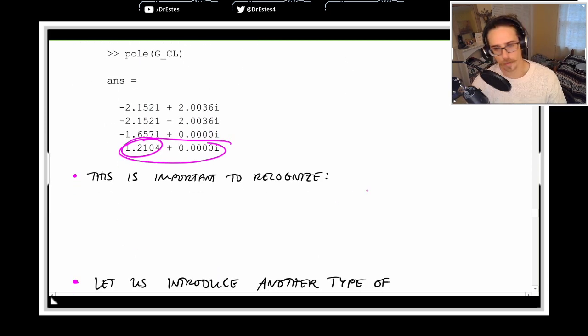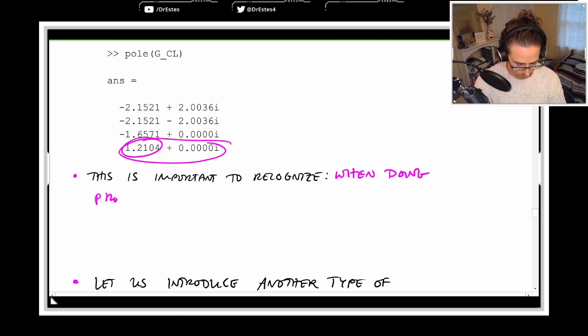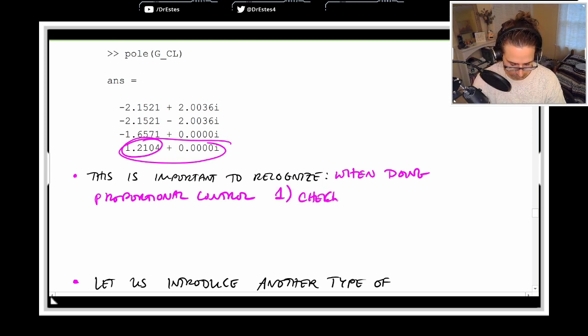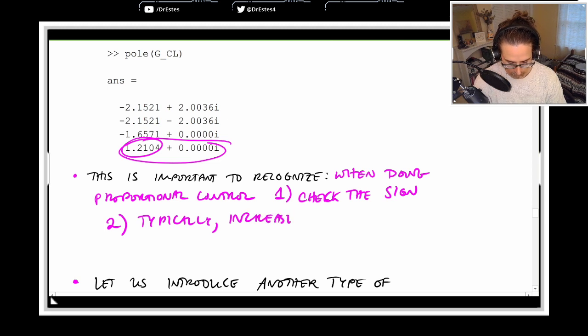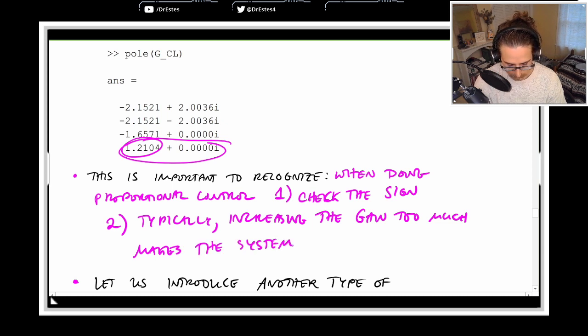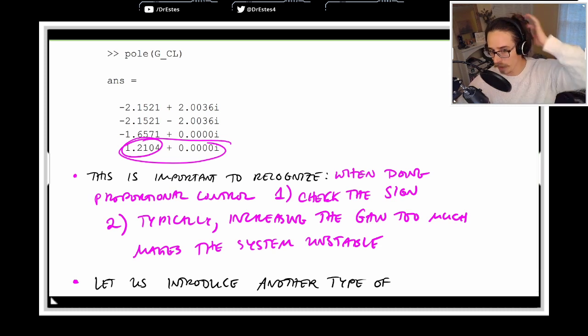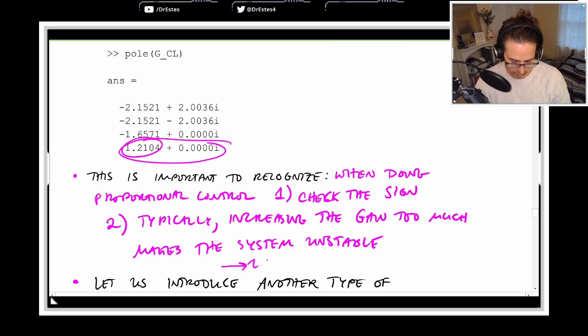Now, from what we just did, here's something important to recognize. When doing proportional control, number one, check the sign. Okay, but number two, typically increasing the gain too much makes the system unstable. And the only way to find what a proper gain is, is using the root locus.